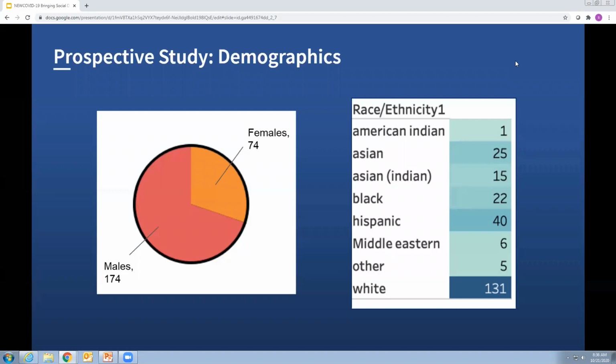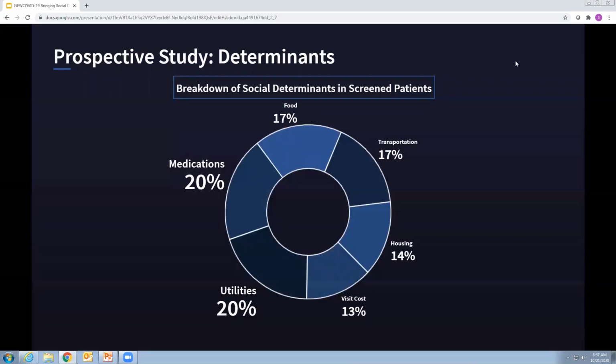So what have we been seeing when we've been screening these patients? So far we've screened close to 248 patients. Of those, 174 are males and 74 are females. This is the race and ethnicity distribution that you can see in our patient cohort. And then this is the breakdown in terms of the determinants. So 20% of individuals found that getting access to medication was difficult, and 20% found that paying for their utility bills was difficult.